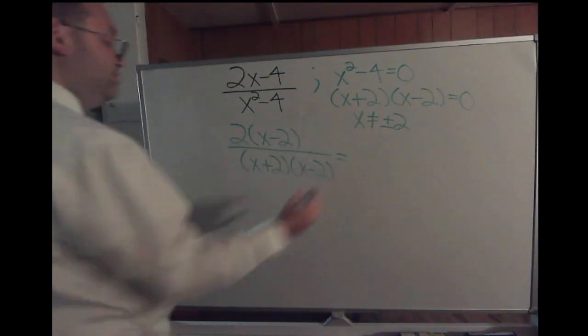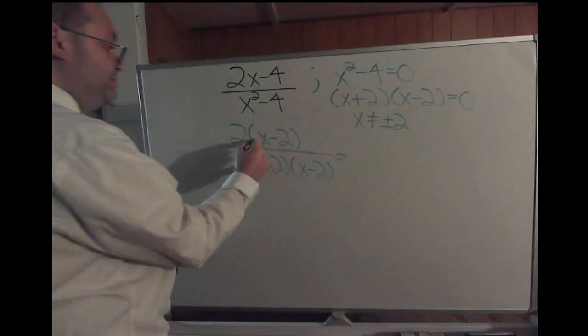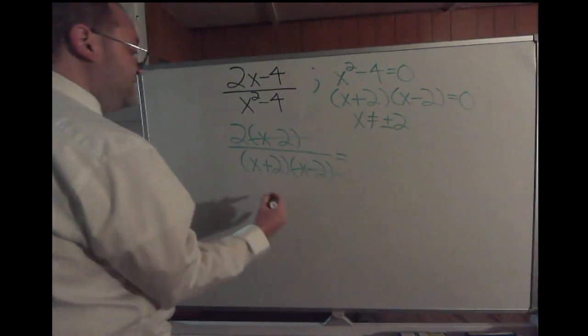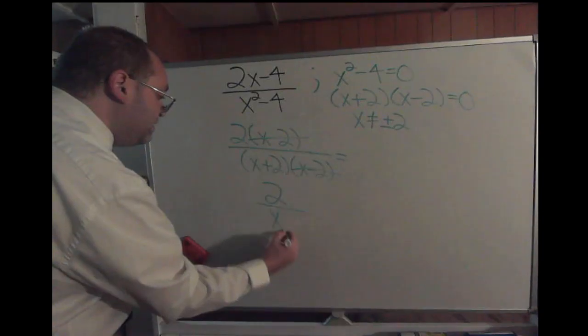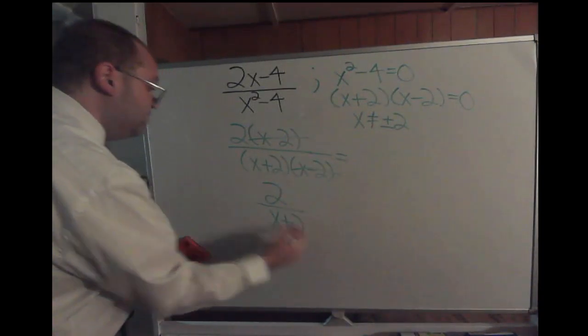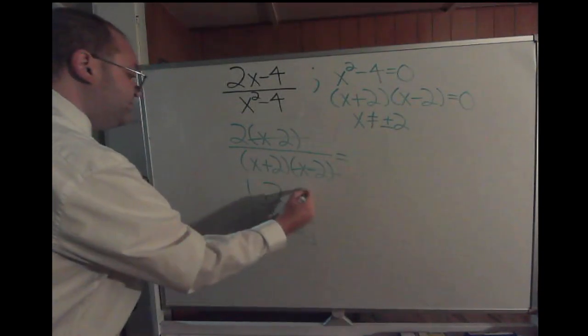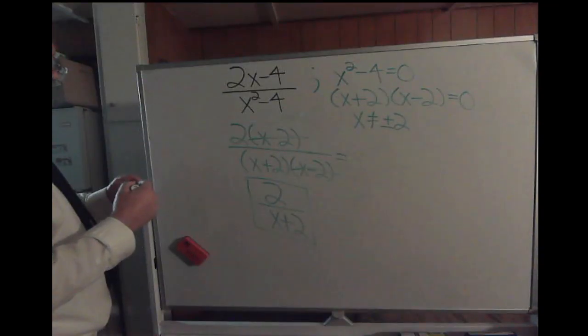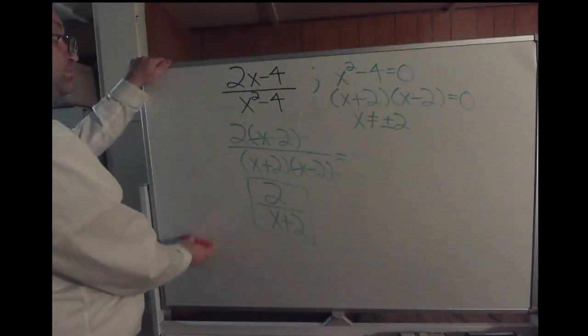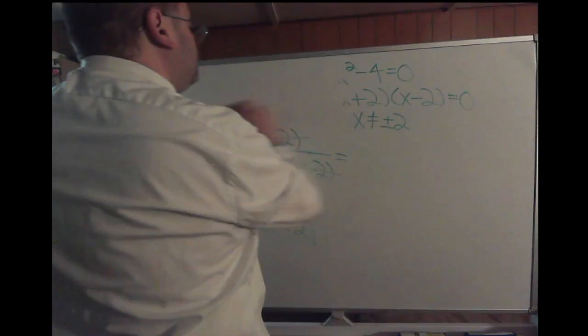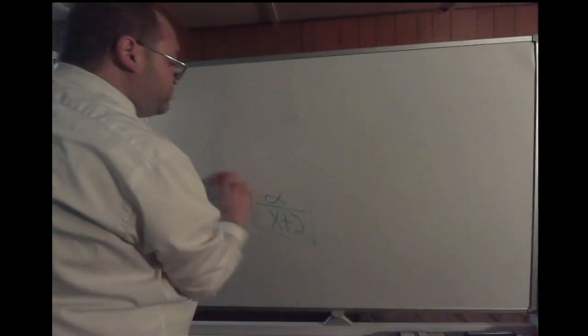Well, between the numerator and denominator, there's a common x minus 2 that factors out. So all you're left with is 2 over x plus 2. When you simplify the fraction, you get 2 over x plus 2 for your answer. We will talk more about restrictions in a future lesson, but for now, just get used to placing restrictions on the variable.